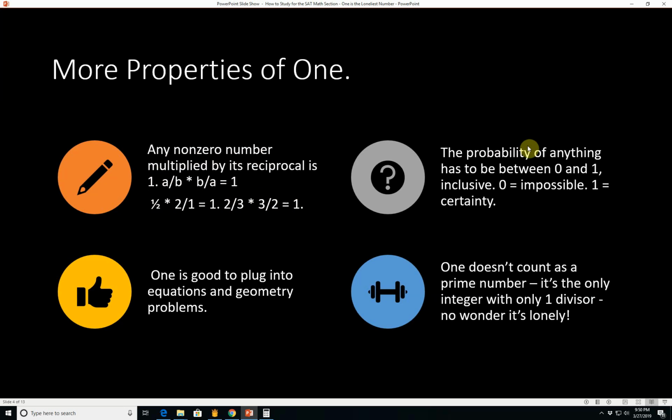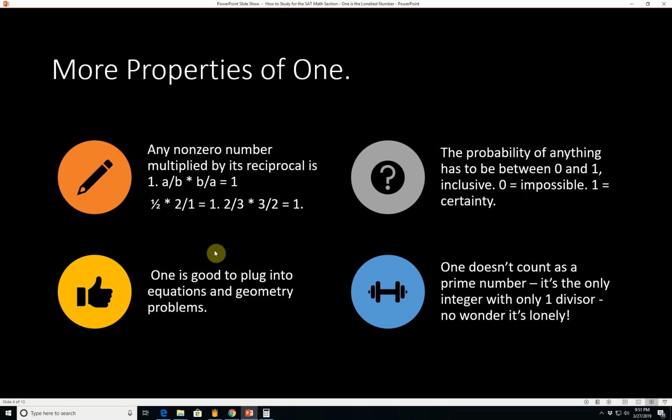The probability of anything has to be between 0 and 1. Sometimes it's expressed as 0% and 100% inclusive. If the probability of something is 0, that means it's impossible, and if the probability is 1, that means it's a certainty. There's no way it cannot happen. It has to happen.